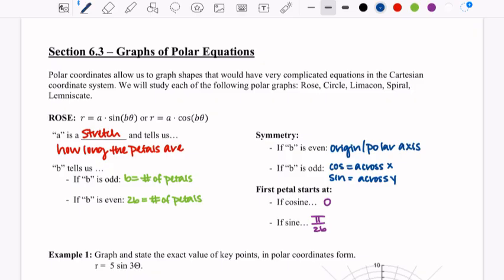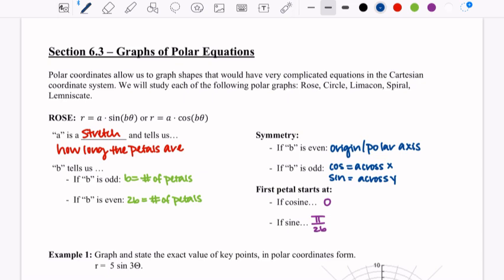Hey everyone, in this video we're going to talk about section 6.3, which is about graphs of polar equations. Before this video, you should have already completed the Desmos exploration and written down your observations of what the different coefficients mean for each type of graph. In this video, we're going to go back and learn how to graph each polar coordinate by hand, and we'll discuss what observations you should have maybe noticed during that exploration.